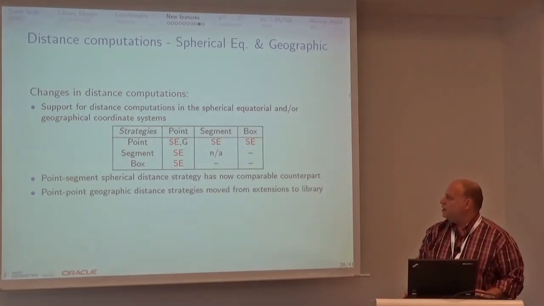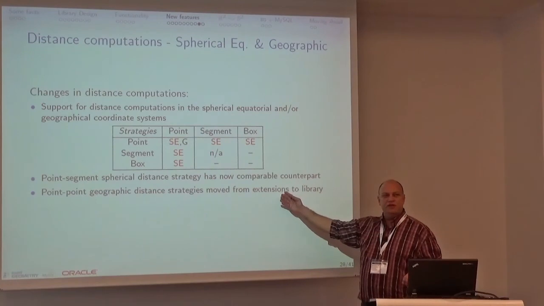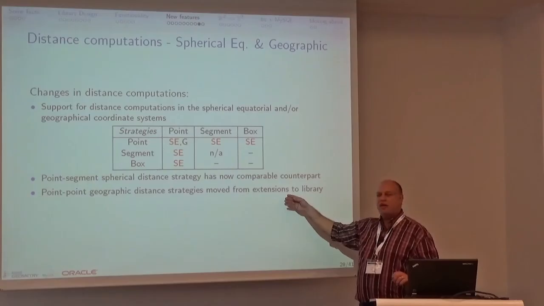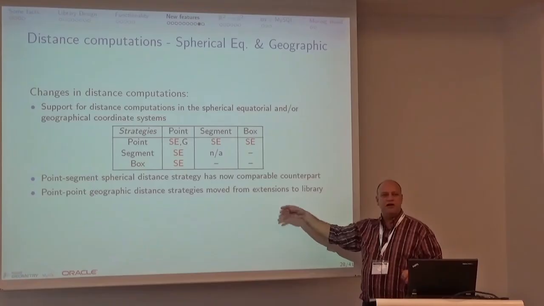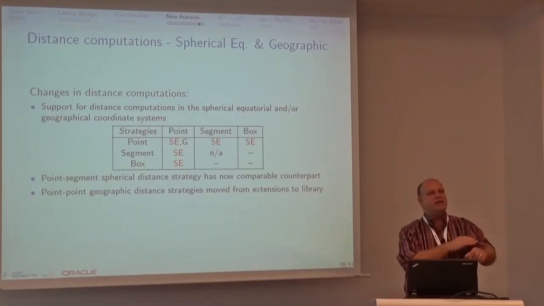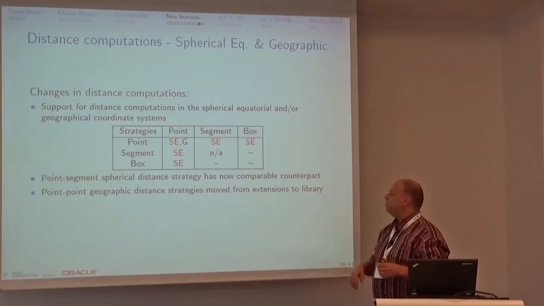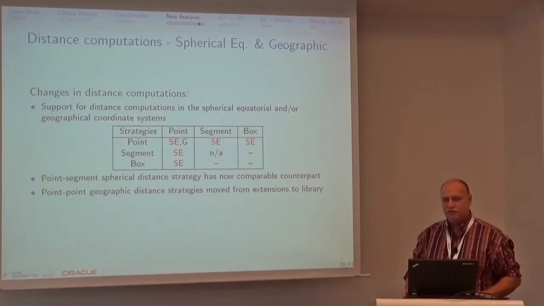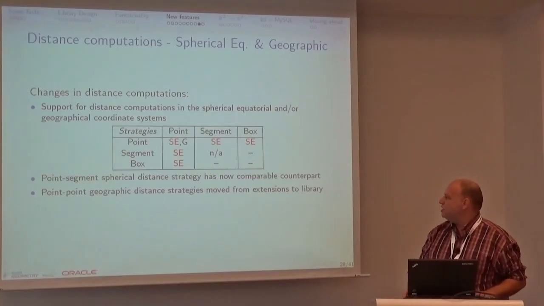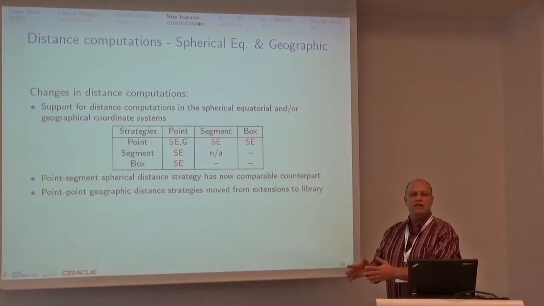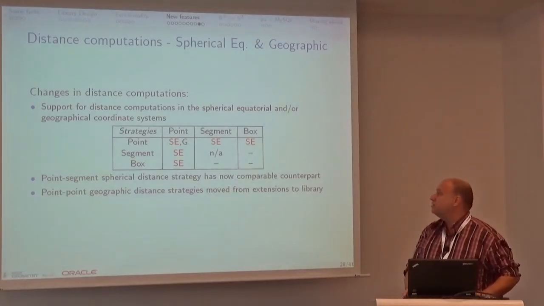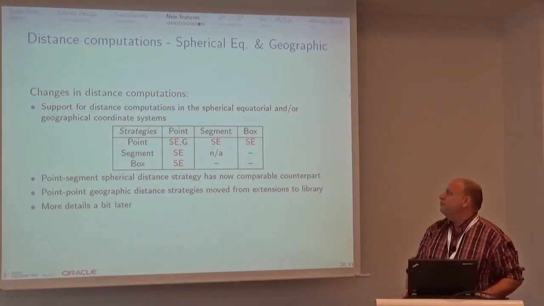And here's my second and only mention of extensions throughout this talk. We had point-point geographic distance strategies in extensions, and after massaging and making the code look nice, they're now moved into the library. They're still not fully documented. We expect some changes, but not too much. But the point is that extensions do contain things that are interesting and that are eventually moved into the library when the time is right. I'm going to give you more details about that later, I think.